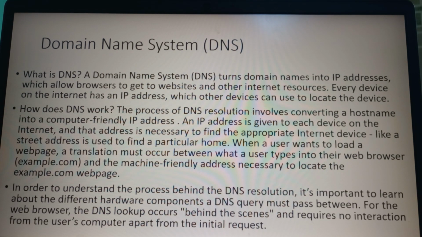So they need a domain name system. So we first need to understand what is domain name system. A domain name system turns domain names into IP addresses, which allows browsers to get to websites and other internet resources. Every device on the internet has an IP address which other devices can use to locate the device.